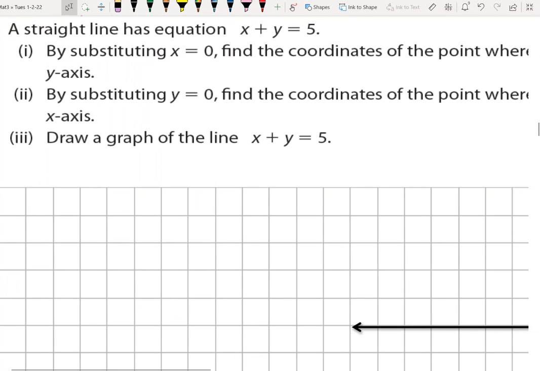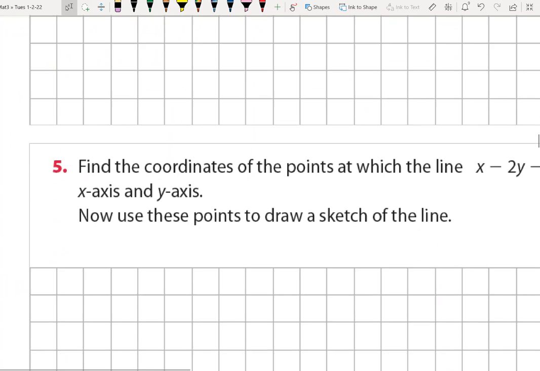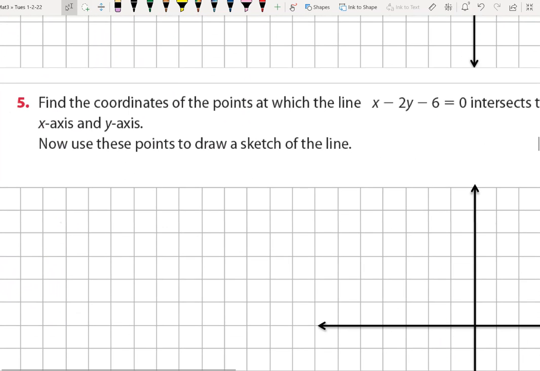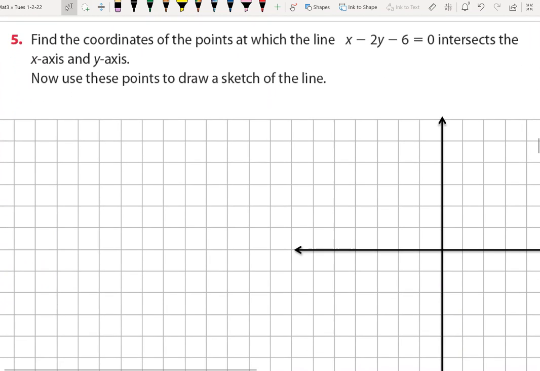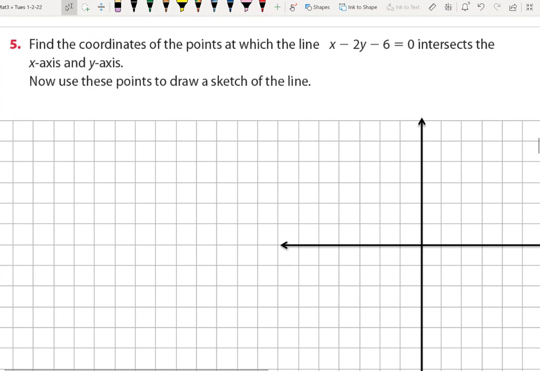Okay, 5. I'm going to quickly try and get the homework done. And so no excuse if you couldn't do the homework. Copy this out and you get it done anyway. Find the coordinates of the point at which the line, okay, so this isn't in the format we really want for intercepts. We want it in this format.